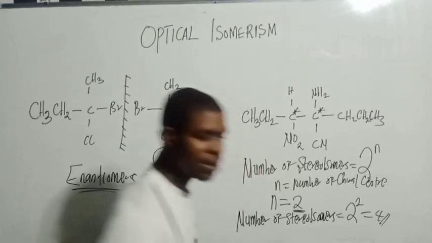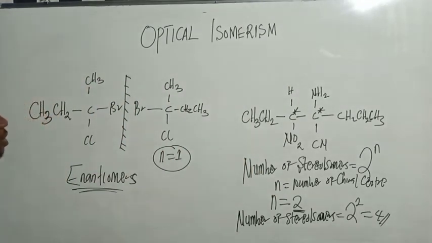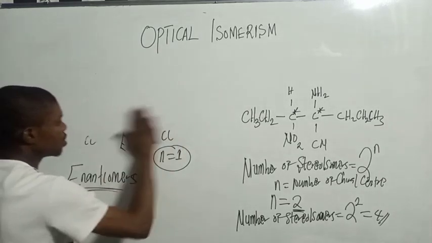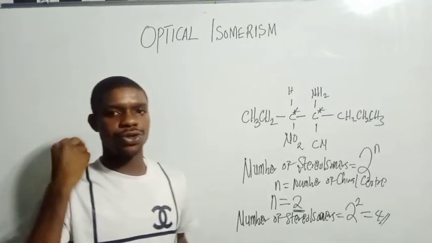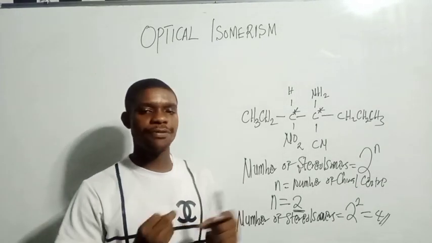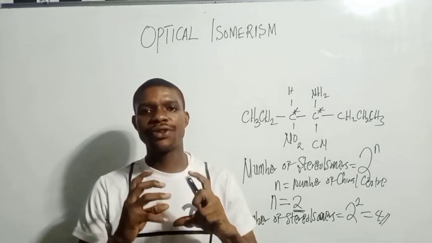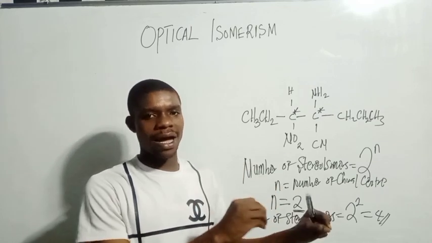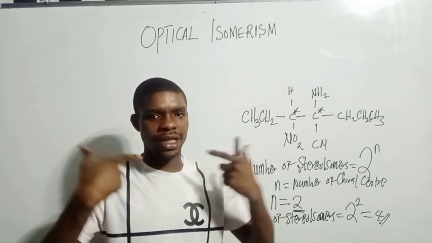So we have called the Fischer projection. If you want to use the Fischer projection to draw this here, it's very easy. So let's use Fischer projection to draw this here. I've done a complete video on how you can use Fischer projection and the perspective formula to draw enantiomers. So you need to check out that video because in that video I explained the step by step method on how to use the perspective formula and the Fischer projection formula to draw enantiomers. I want to use that knowledge here in this video.